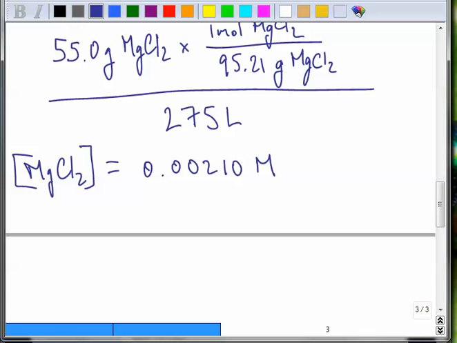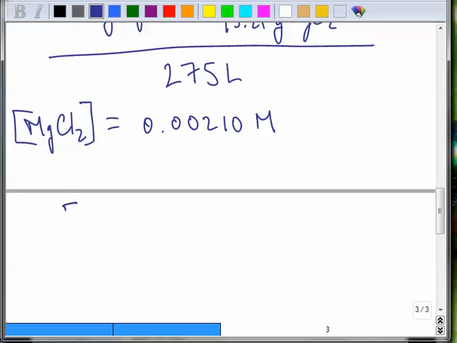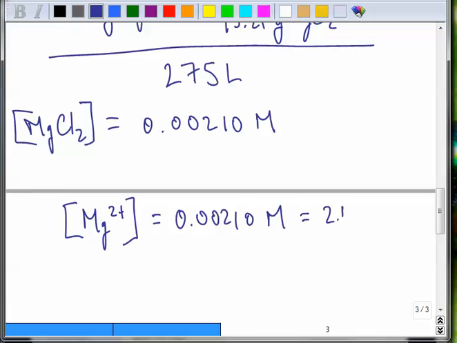In every 1 mole of magnesium chloride, I have 1 mole of magnesium and 2 moles of chloride. So for our ions, if I want to express just the magnesium ion concentration, represented by these square brackets, it would be the same, because there's 1 mole of magnesium for every 1 mole of magnesium chloride. So this is 0.00210 molar. Another way to say that is it's 2.10 millimolar.